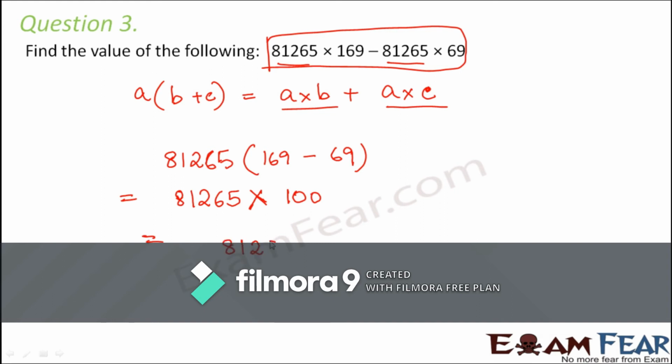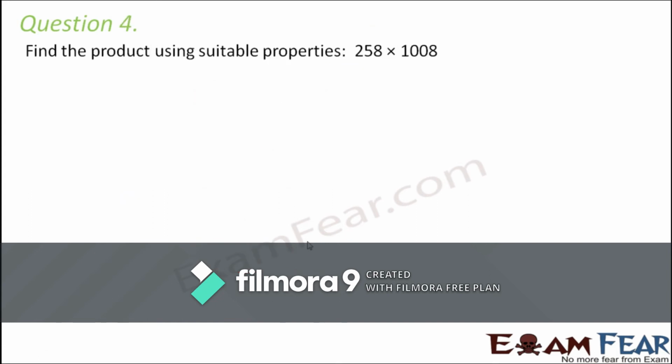So therefore it would be 81,26,500 would be the answer. Question number 4. Find the product using suitable properties. 258 into 1008. So here also we will make use of distributive property.